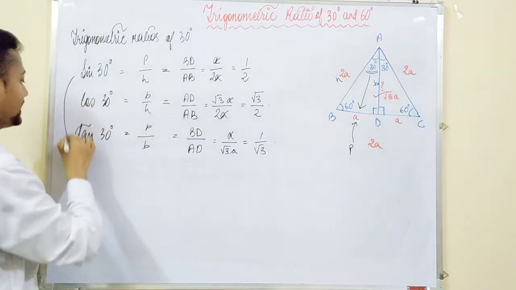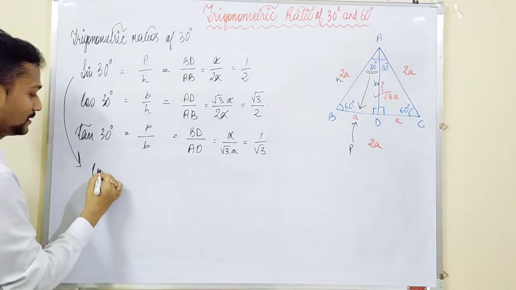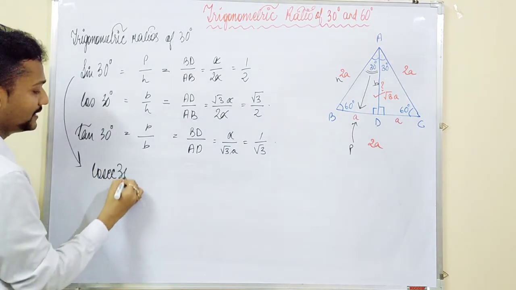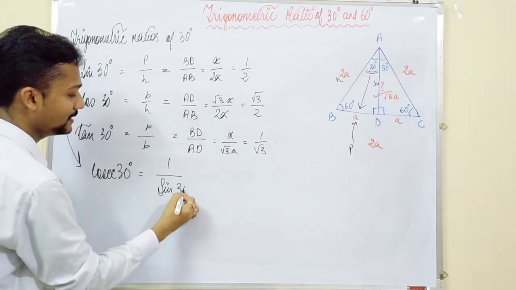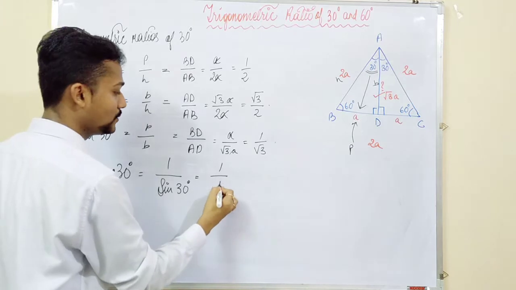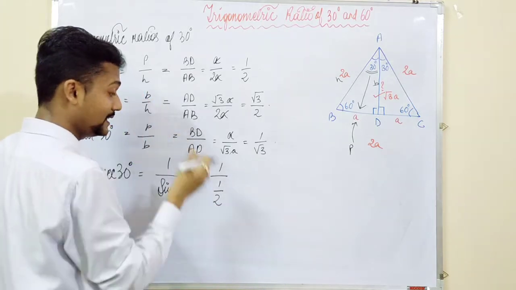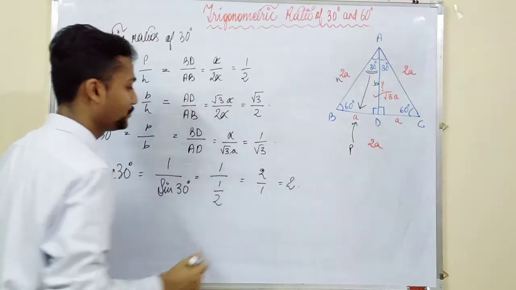Now see, sine. So what will I take? Cosec 30 degree is equal to what? 1 by sine 30 degree, isn't it? So 1 by sine 30 degree is equal to 1 by 1 by 2, that means 2 by 1, which is equal to 2.